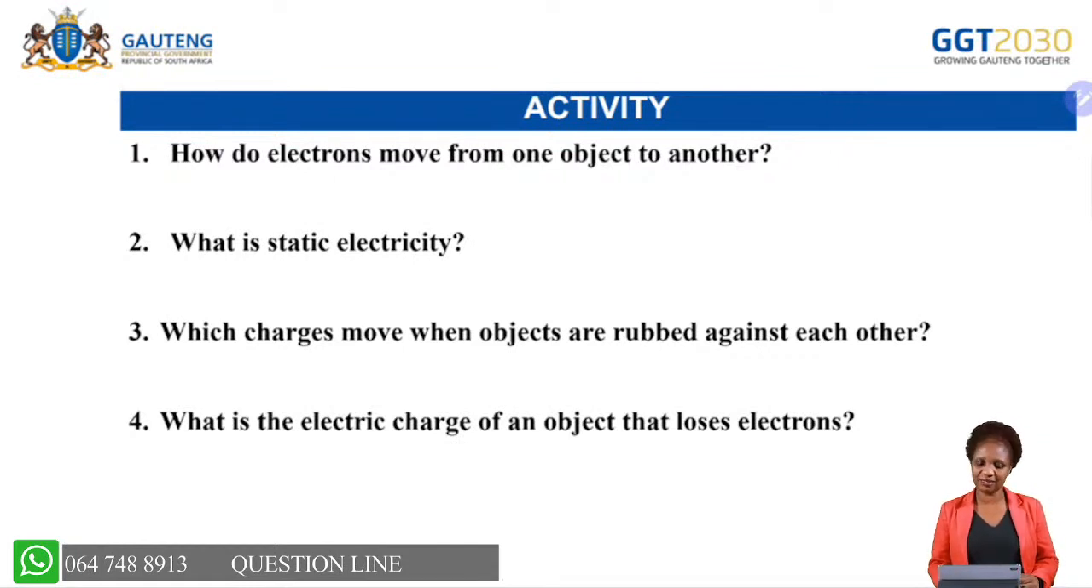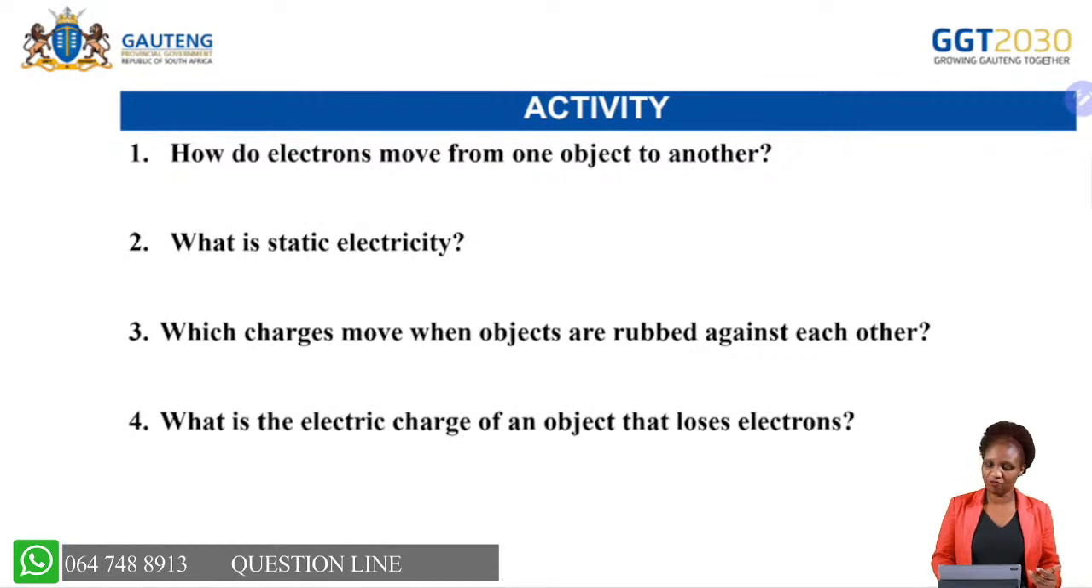What is static electricity? If we're looking at static electricity, we've got the imbalance of what? Of charges. We've got different charges. And then remember, static electricity is the accumulation of what? Of charges on an insulator. All right, the accumulation of charges on an insulator. And remember, an insulator is a bad conductor of electricity.